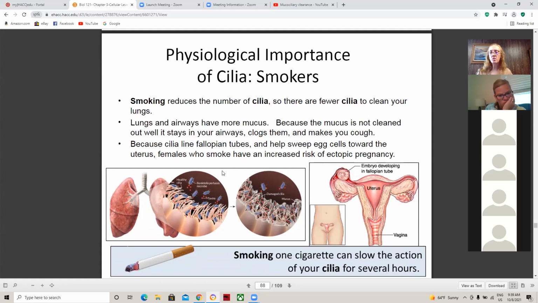Because cilia also line the fallopian tubes and help sweep an egg cell toward the uterus, women who smoke have a higher risk of ectopic pregnancies, meaning fertilization that occurs outside of the fallopian tubes.